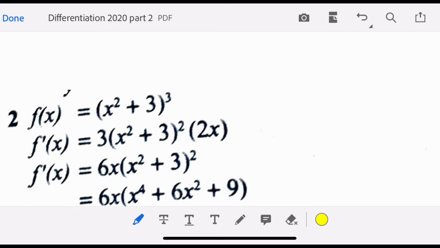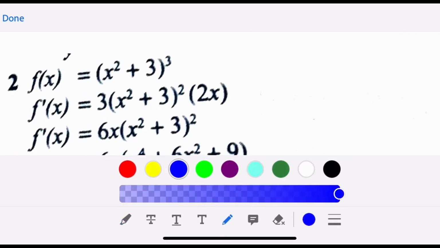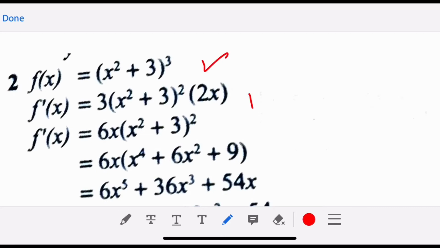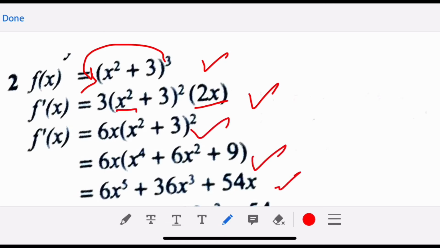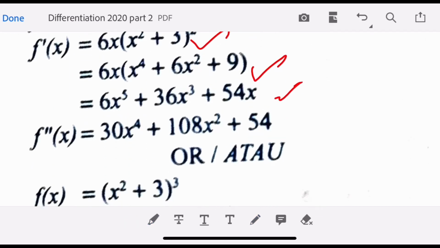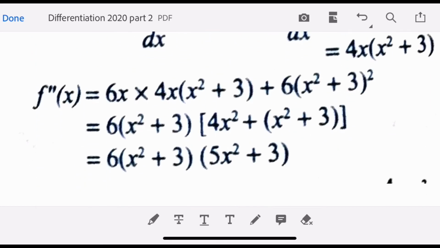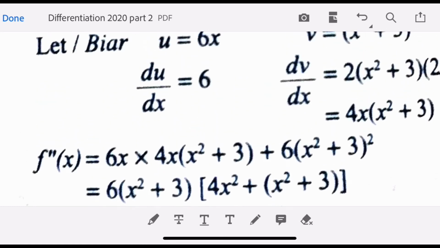Let's do it now. I will show you the answer later on. So that's how the answer is given. They actually expand everything, and then do the same: 3 times (x squared plus 3) to the power 2 times 2x. Then we get the same answer, but they expand it before they simplify and then do the second differentiation. There are many methods you can use. So this is actually the answer for the second time.